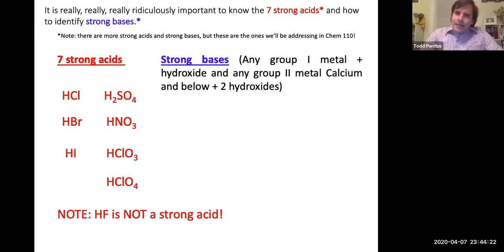For the strong bases, it'll help if we have a periodic table to consult when looking at these. Strong bases are any group 1 metal hydroxide and any group 2 metal hydroxide, excluding beryllium and magnesium hydroxide. So any group 2 metal hydroxide, calcium and below. So to the periodic table.